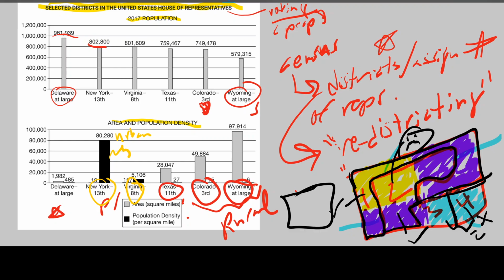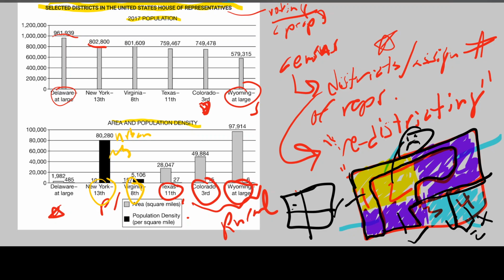Because if we had the original boundaries with these squares, 1, 2, 3, 4, we would have 2, 1, and 1. And it'd be at least an even representation of the population that's there. But now we have 2, 2, and none for this other group. And that's the gerrymandering process we look at.